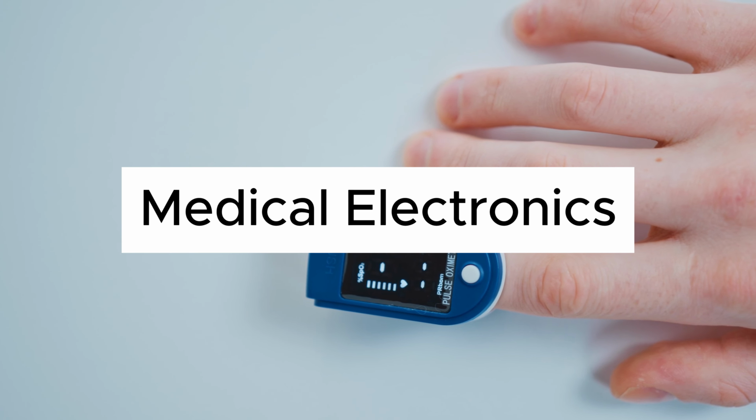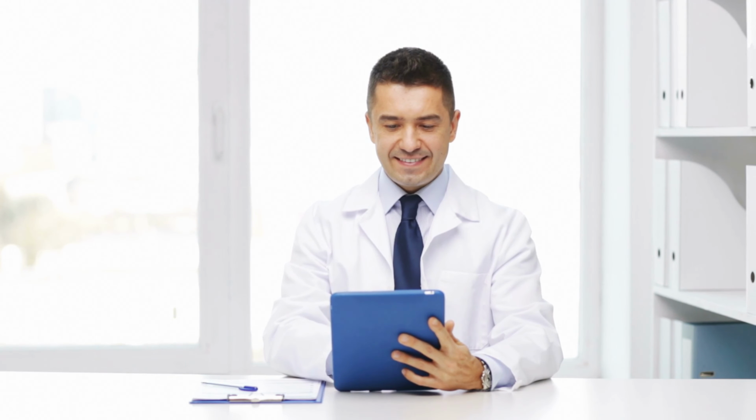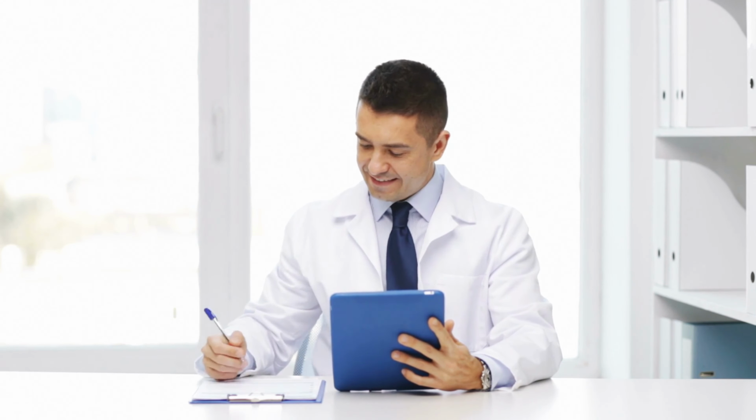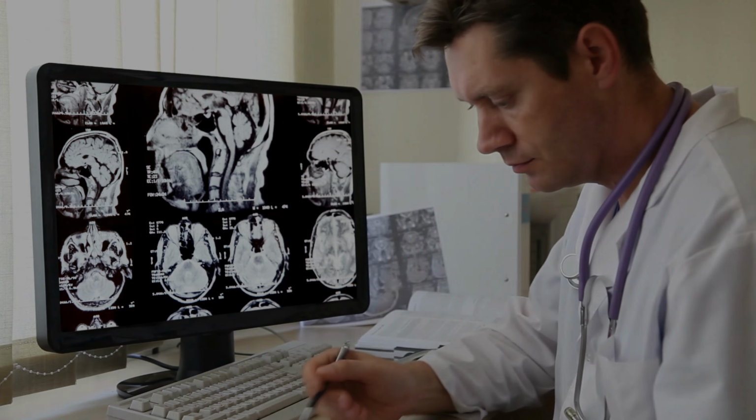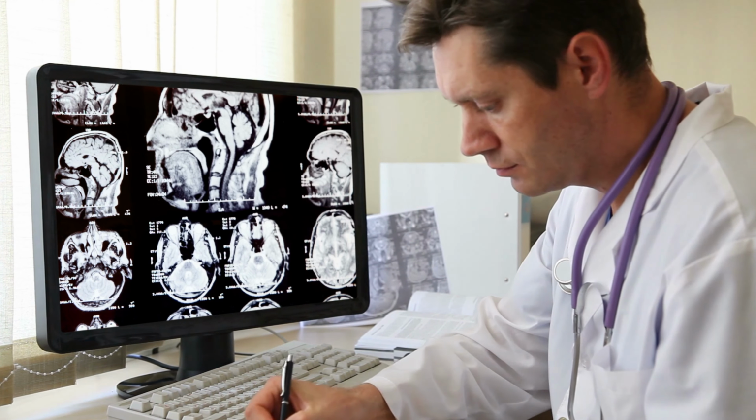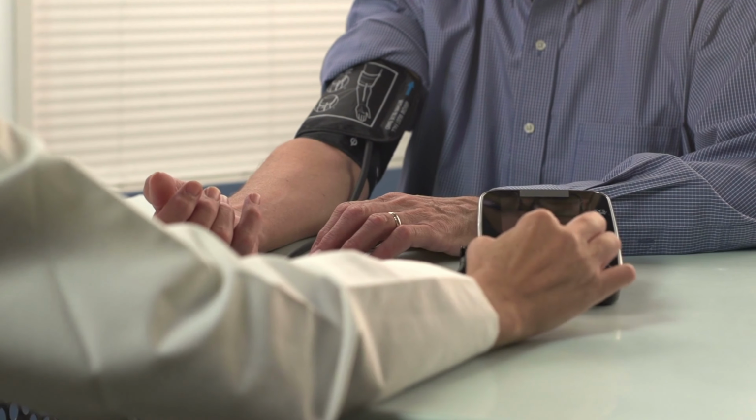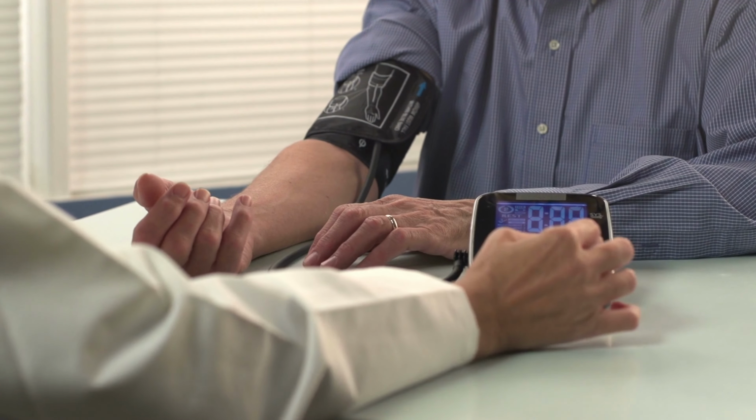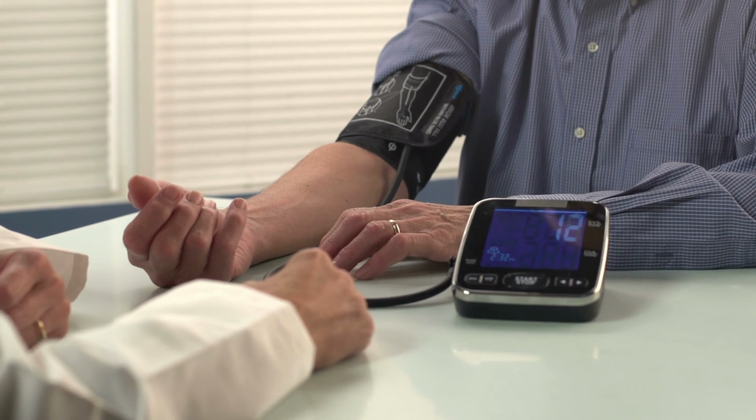Number 8. Medical electronics. Medical electronics involves the electronic devices used in medical diagnosis, treatment, and monitoring. The key components include medical imaging devices, pacemakers, and diagnostic equipment. The applications of medical electronics include MRI machines, ECG monitors, and wearable health devices.